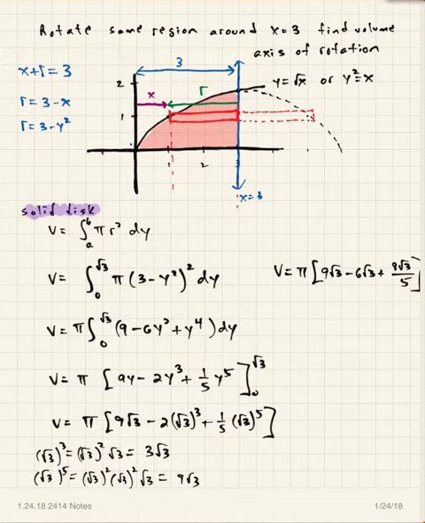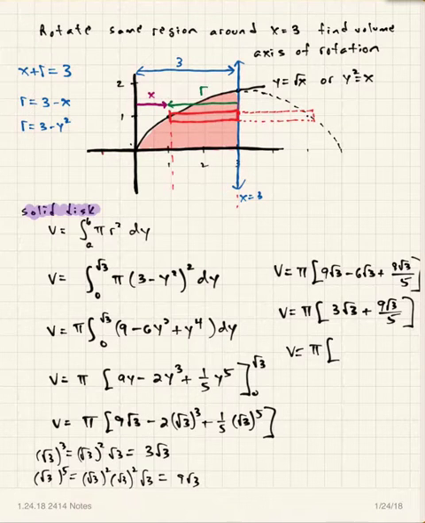Right, and you could take the first two terms and combine them. Probably that would be what I would do first. So you get 3 square root of 3 plus 9 square root of 3 over 5. And then go ahead and get a common denominator, which is 5. And so you have 15 square root of 3 plus 9 square root of 3 over 5.